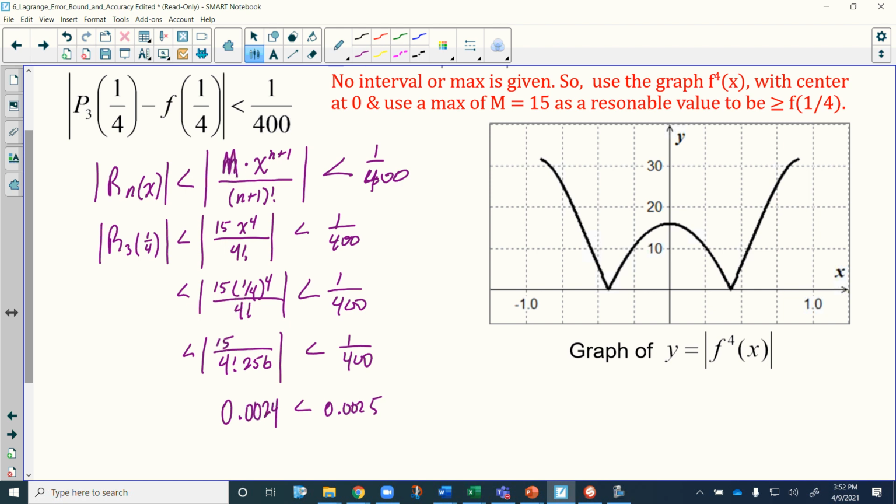So the value of the maximum that we got, guesstimating it to be about 15, will indeed satisfy the condition that was given to us by the problem, where the error that we have is going to be less than 1/400th. And that is how we're going to finish off looking at this problem.